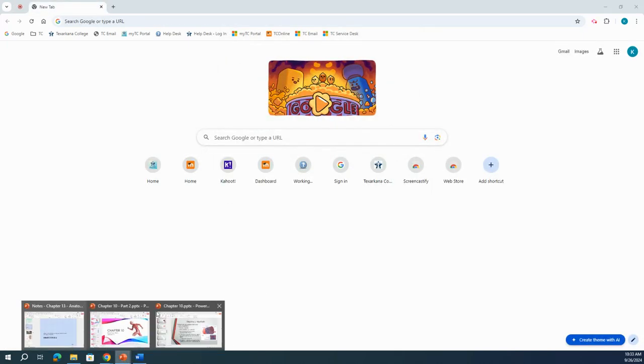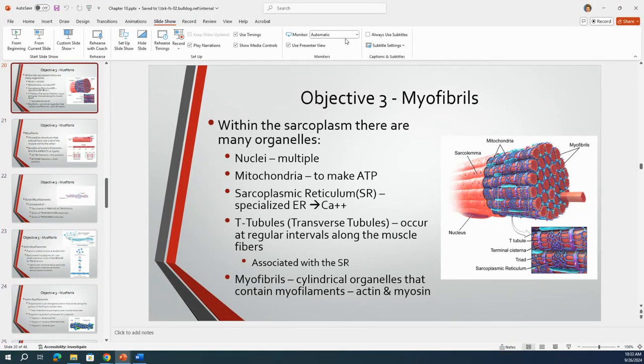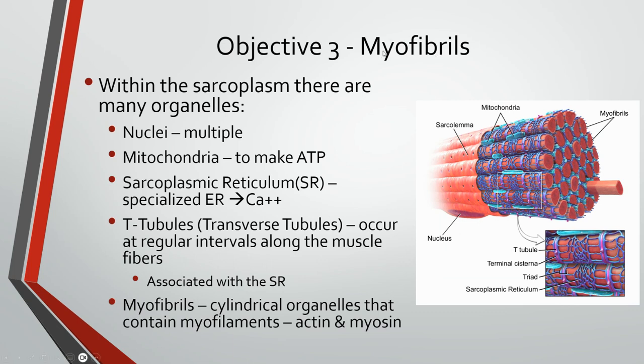Alright, this video is going to cover Objective 3 of Chapter 10. We're going to be taking a look at the myofibrils. As we're getting ready to learn about contraction, we have to understand the protein filaments that are going to be involved in the contraction. We're going to find those in the myofibrils, so we're going to start by identifying what a myofibril is.